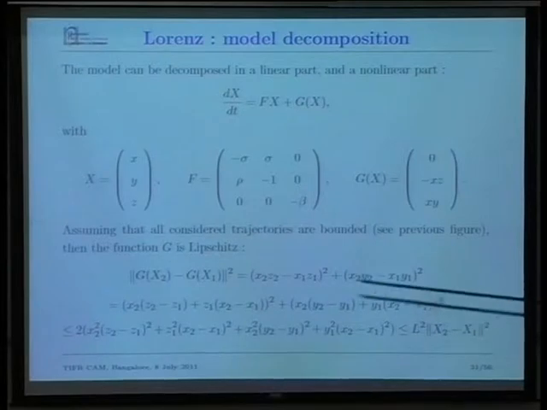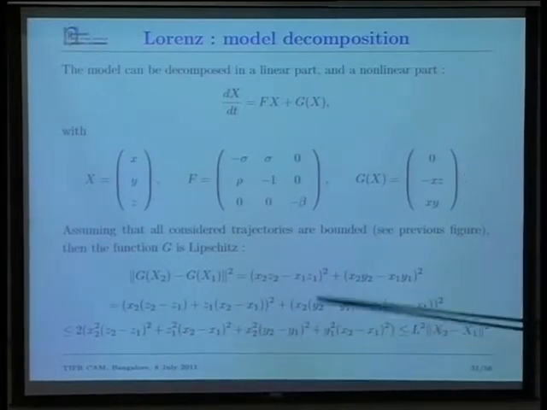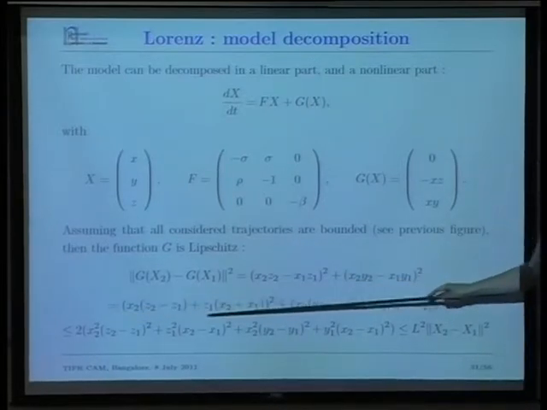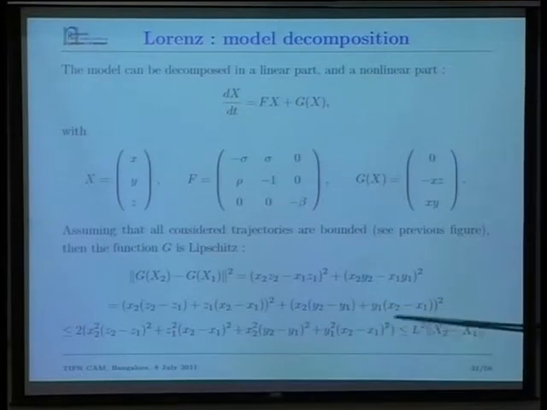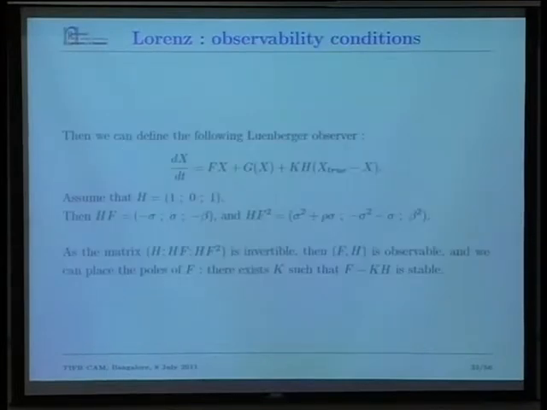Okay, here, these terms are bounded because the trajectory is bounded, and then these differences are bounded by the square norm of x2 minus x1. So for some L, which is maybe 4 times the bound of the trajectories, G is Lipschitz. So we should be able to make it.